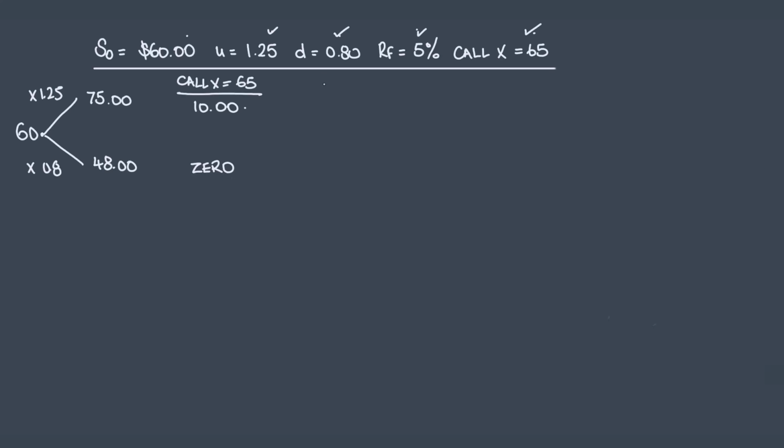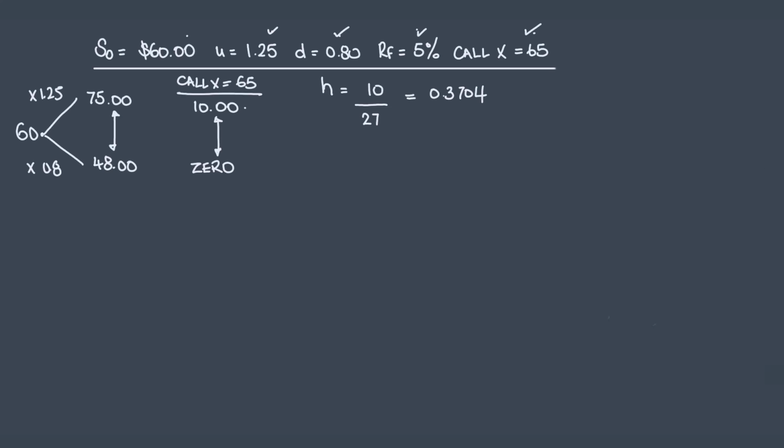Now, this is where the magic starts. We calculate what's known as the hedge ratio H. H is the difference in the call payoff at expiry there, which is 10 minus 0, which is 10, divided by the difference in the underlying, 75 minus 48. That is 27. That gives us a hedge ratio of 0.3704.